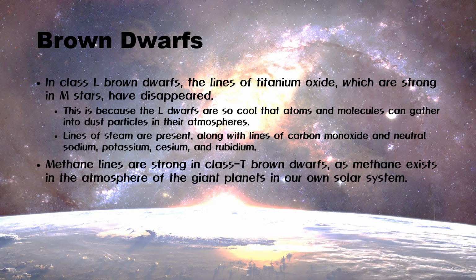Methane lines are now stronger in the Class T brown stars, as methane exists in the atmosphere of the giant planets in our own solar system. Think about our composition of things such as Uranus and Neptune.